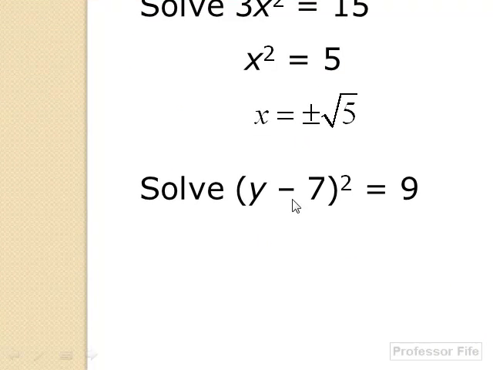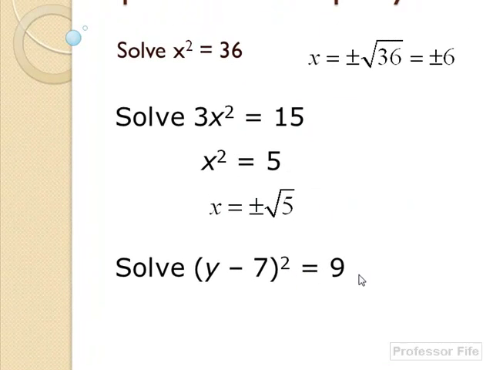And if y minus 7 squared is equal to 9, so in this case, instead of just having a number like x being squared, you've got an expression, y minus 7, that's being squared. Regardless, you still want to get rid of that square. And to get rid of the square, you apply the square root property. So when you apply it on the left side, the square will go away. You're left with y minus 7.